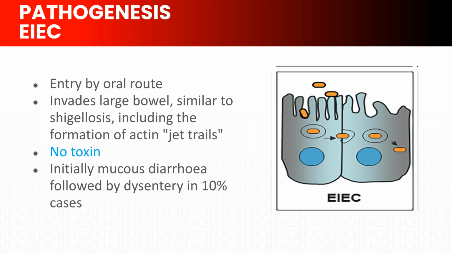Clinically, patients initially develop mucus diarrhea. In about 10% of cases, this progresses to dysentery. That's bloody diarrhea with fever and abdominal cramps. This is true inflammatory diarrhea. EIEC is relatively rare in both developing and developed countries, compared to the other pathotypes we've discussed.